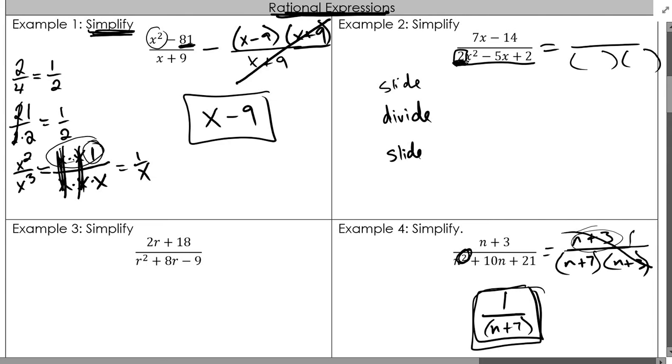However, since it's a small number 2 and this is another small number, I'm going to try and do the guess and check method and get my answer. You do not have to. If you're more comfortable with slide, divide, slide, you could do that method now. But since it's 2x squared, I'm going to go ahead and know that one of them's got to be a 2x and one's got to be an x, because 2x times x gives us 2x squared.